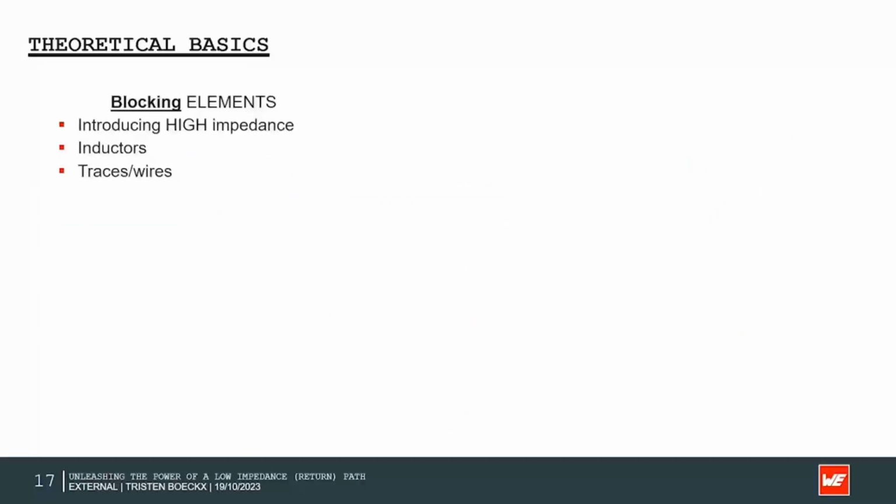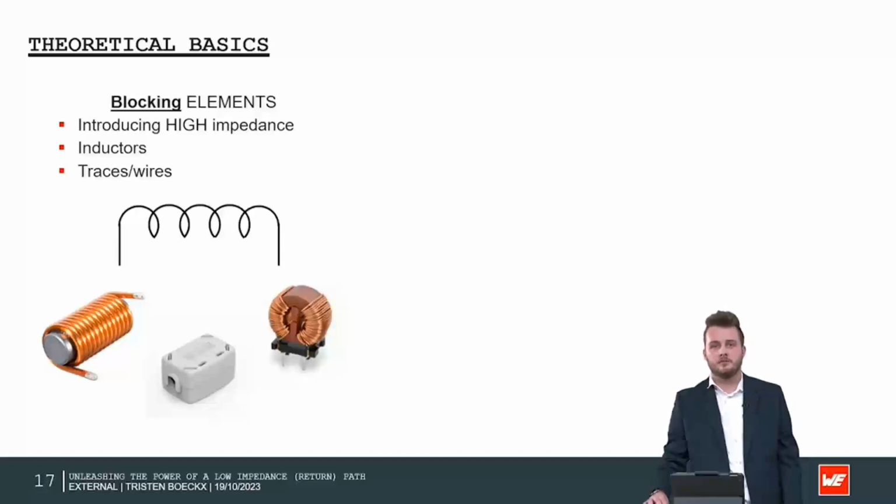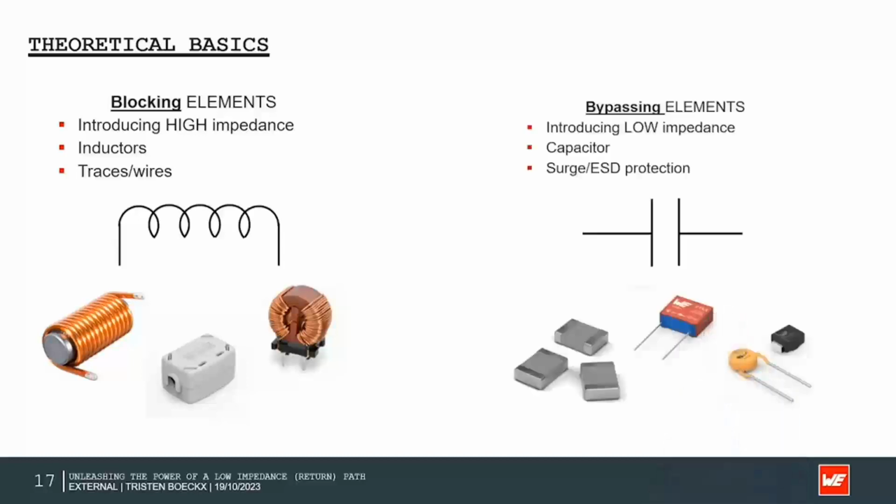When we make the translation from a drain pipe to a PCB, we know that blocking elements introduce a high impedance. Some examples are inductors, common mode chokes, ferrites, a lot of different components, but also parasitics like traces, wires, and so on. When we zoom in on bypassing elements, they introduce a low impedance path, and the most common one is a capacitor. But also for high voltage types, a surge or ESD protection can be a low impedance return path.